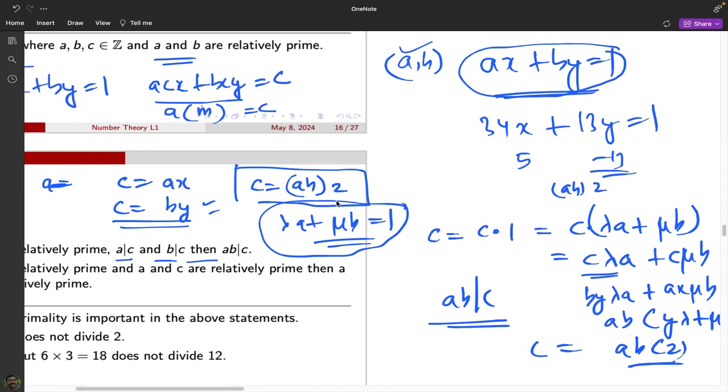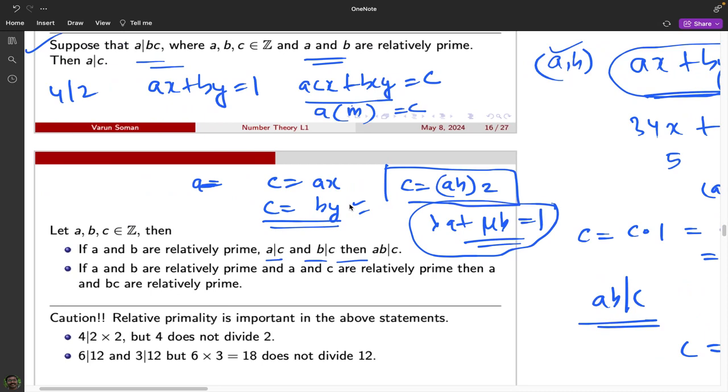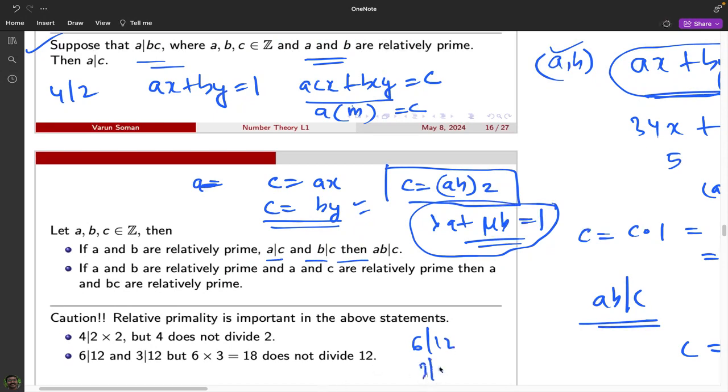Okay, so please go through it once again and try to do it by yourself. So if it is not relatively prime, this will not be true. For example, 6 divides 12 here. Also 3 divides 12. But 6 into 3, 18 will not divide 12 because 6 and 3 were not relatively prime. So if they are not relatively prime, this result will not hold. So you have to be careful here.